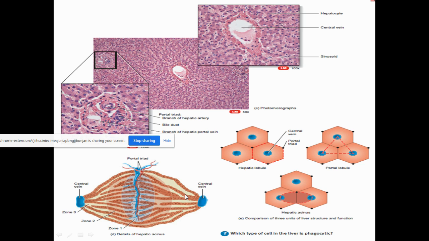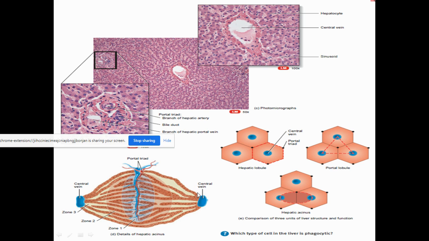Then the last zone is zone 3, which is farther away from the portal triad. What is the role of this zone? It is very far away, so it does not receive the nutrients as much as zone 1. They are the last ones to get destroyed compared with zone 1, and the last to get the nutrients. Even if there is circulation impairment, they will not be affected like zone 1 cells. The regeneration capacity is also less compared to zone 1.